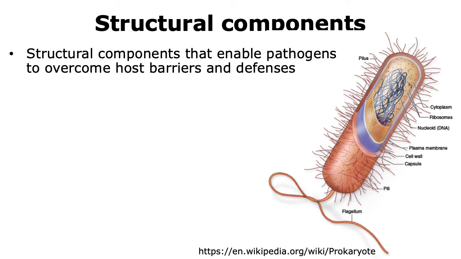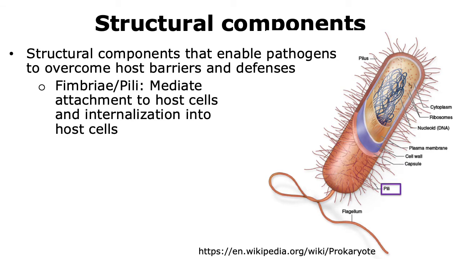So here we have a bacterium that we can observe, and we're going to look at bacteria as an example of some structural components. Bacteria that cause infections a lot of times will have these hair-like structures called fimbriae or pili. In some cases they're also called adhesins. And these hair-like structures help the bacteria to attach to the host cells. And sometimes it even helps the bacteria to invade into the host cells and tissues.